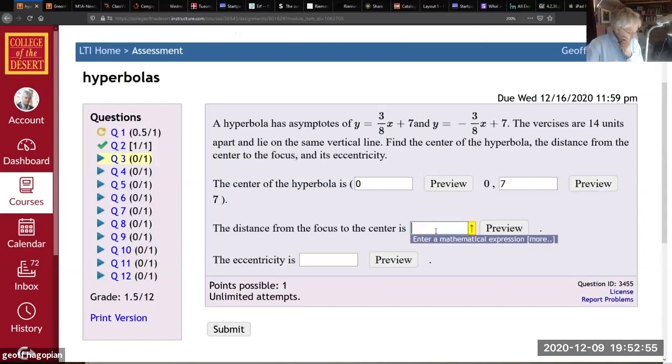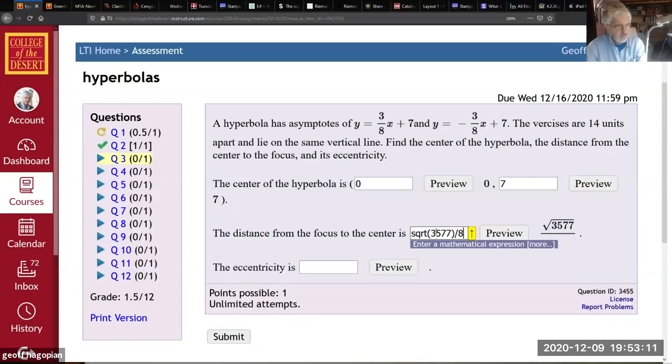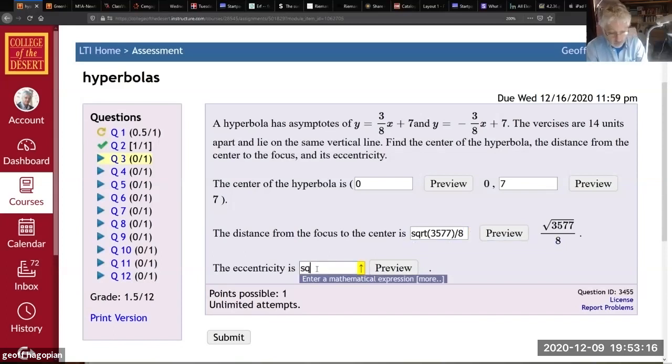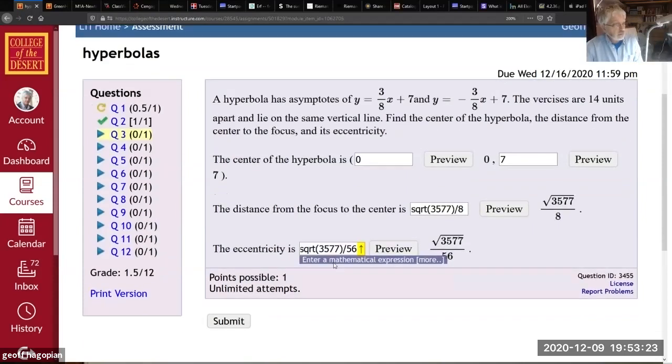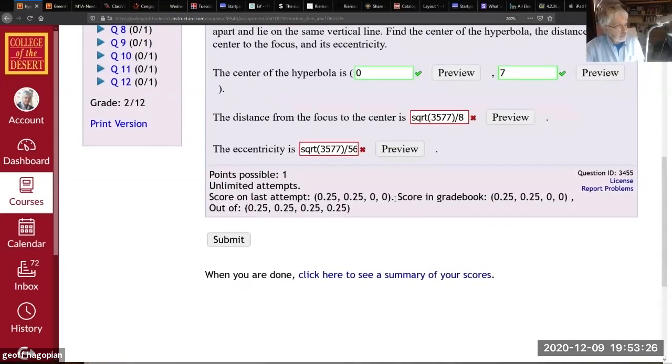The distance from that is going to be C, which we said was the square root of 3,577. Oh, I guess we want a close parenthesis, divided by 8. All right, there's the pretty type for that. And the eccentricity is the square root of 3,577 divided by 56. And resistance is futile, so we get those wrong again. I think there must be something wrong.